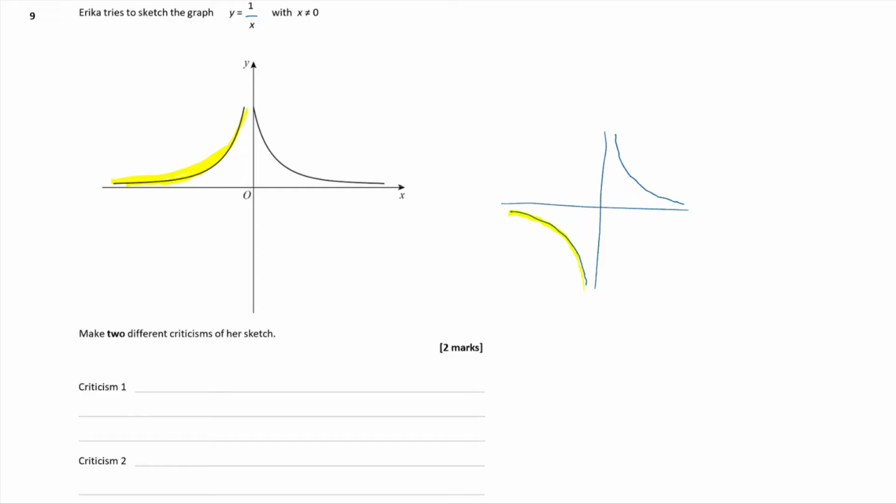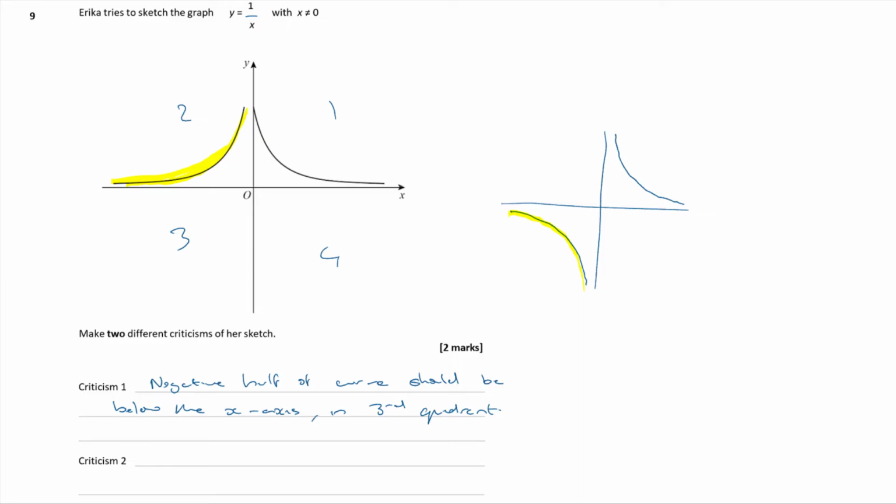Okay, so I'm going to write that down. So the negative half of the curve should be below the x-axis in the third quadrant. That's kind of two ways of saying the same thing. I'm not quite sure why I wrote both, but anyway, just being very clear. So the third quadrant: first, second, third, fourth. The third quadrant is that kind of bottom left corner of the graph. So that's one of my criticisms.